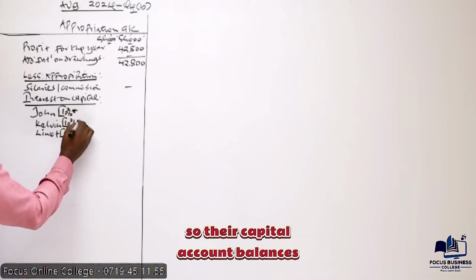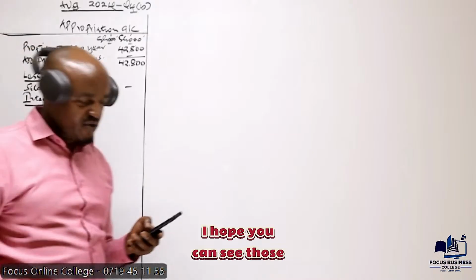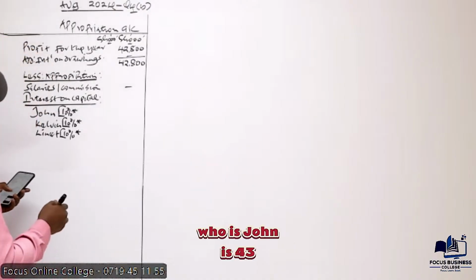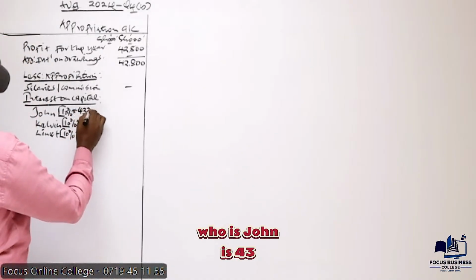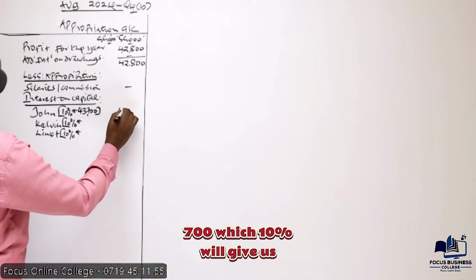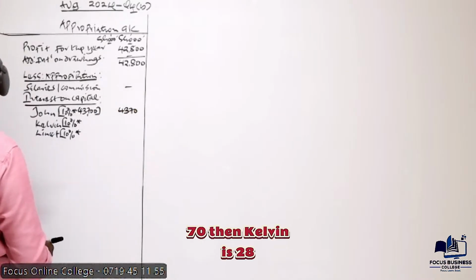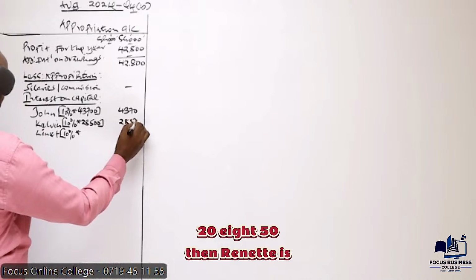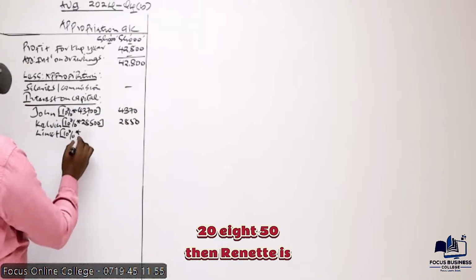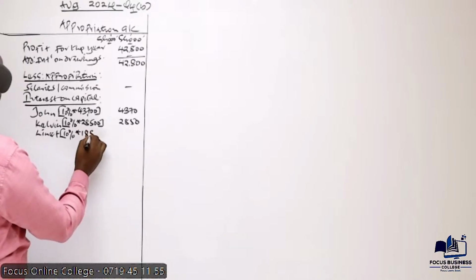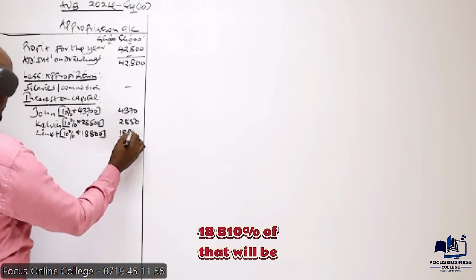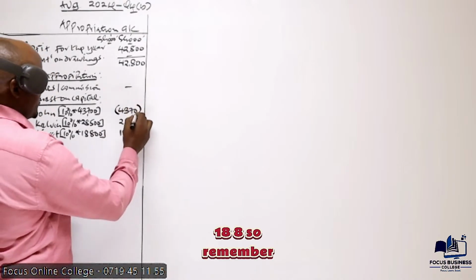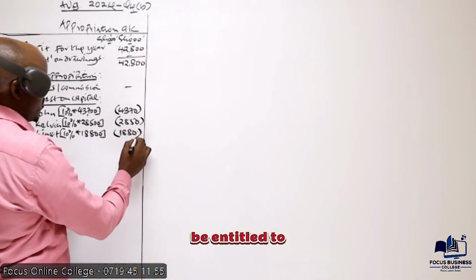Their capital account balances are given in the trial balance. I hope you can see those capital account balances. The capital account balance for the first partner, John, is 43,700, of which 10% will give us 4,370. Then Kelvin is 28,500, and 10% of that will be 2,850. Then Renette is 18,800, and 10% of that will be 1,880.